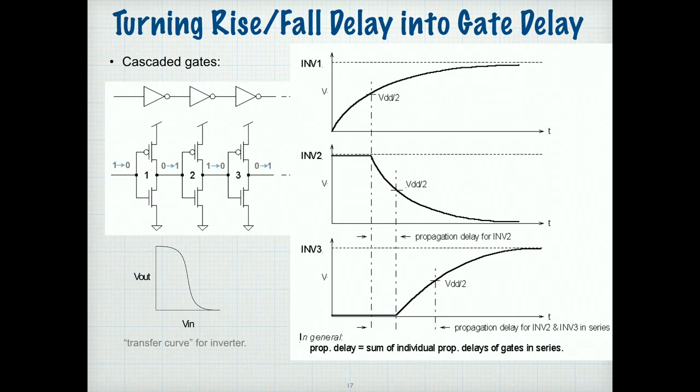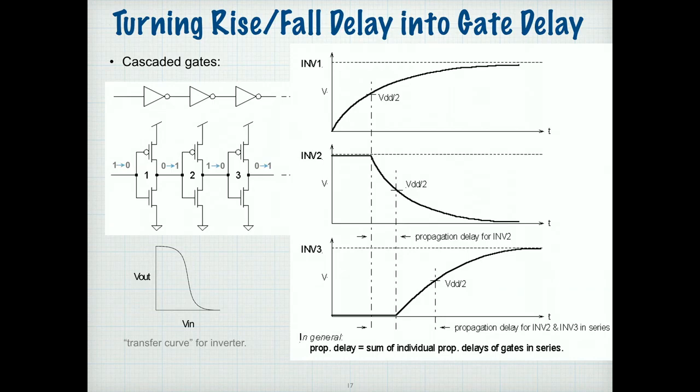So the propagation delay for inverter 2, this one, is shown right here, because that's when its input is halfway and its output is halfway. And then the next one is here. Inverter 3, its input is halfway there, and its output is halfway there. So that's the propagation delay of inverter 2 here, 3 here, and this is 2 and 3 in series.